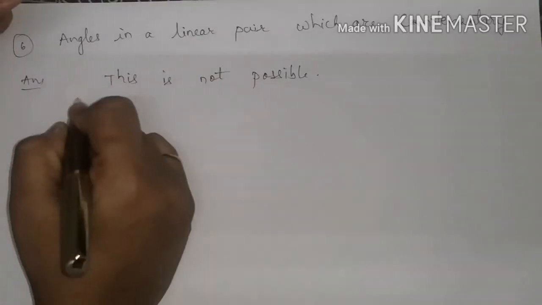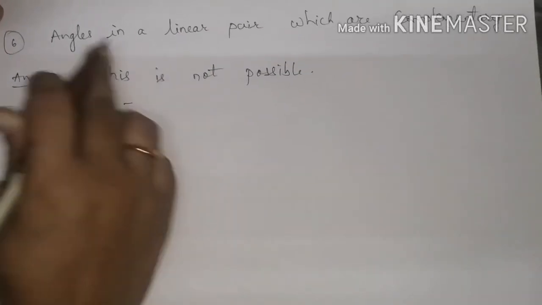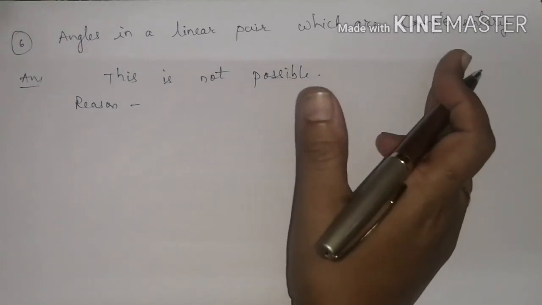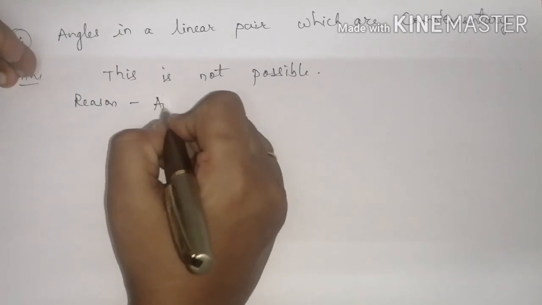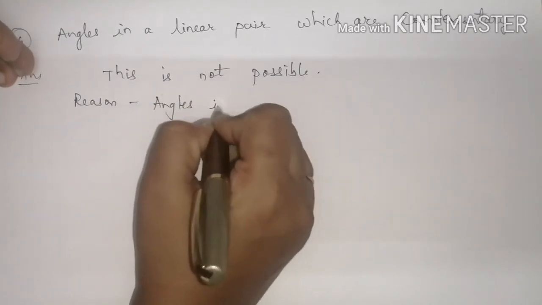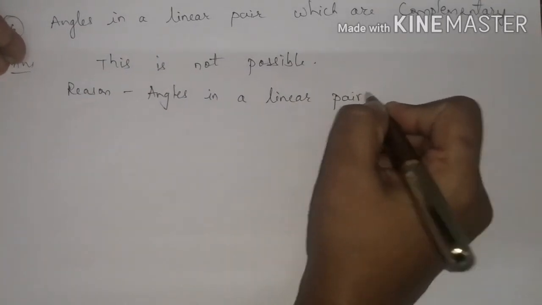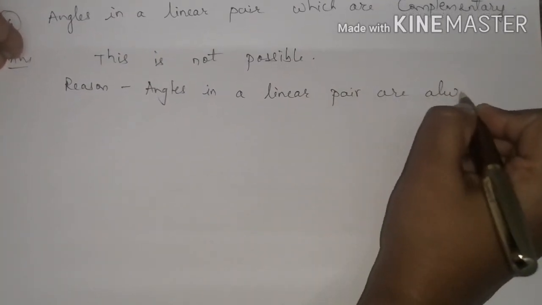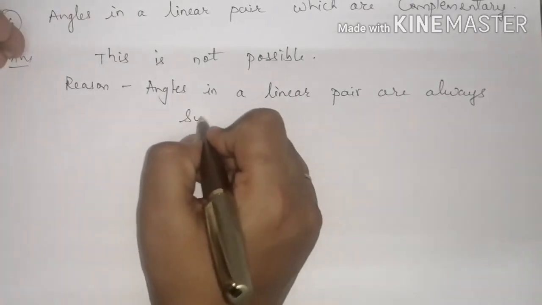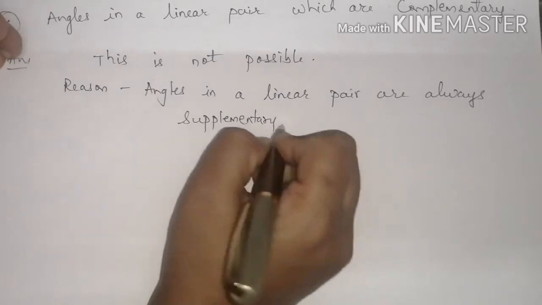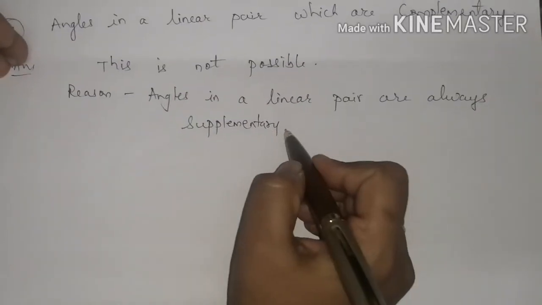We will write the reason for that. We have seen the property that angles in a linear pair are always supplementary. They are not complementary. So we cannot draw. So we will write angles in a linear pair are always supplementary. Supplementary means whose total is 180 degrees. So we cannot draw such angles whose measures are 90 degree coming.